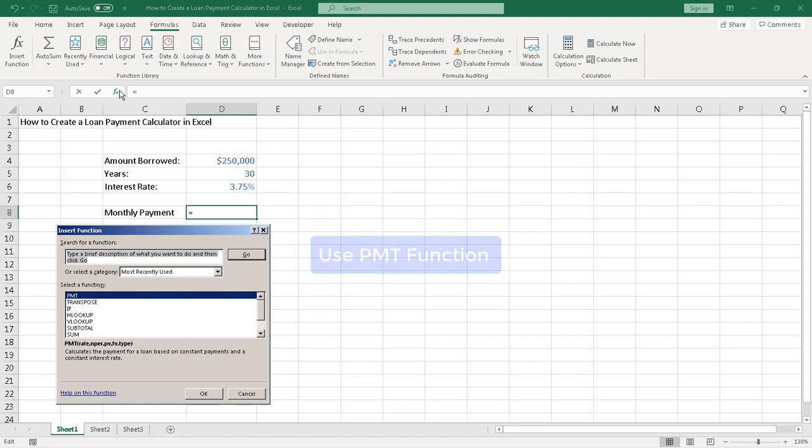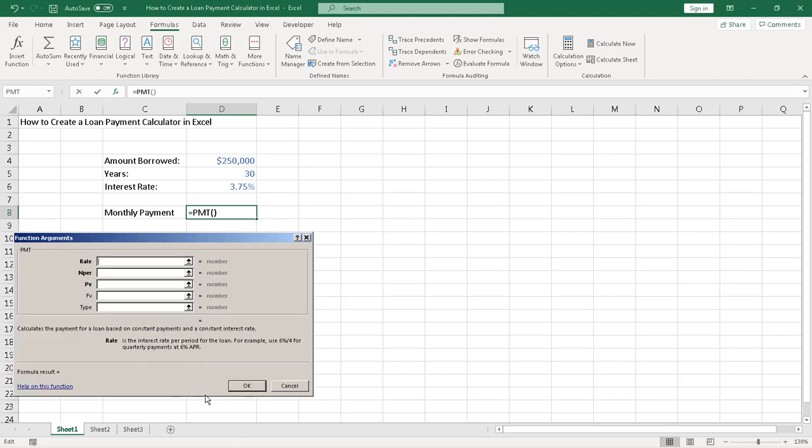The payment function is used to calculate the loan payment. In the search for a function field, specify payment, then click Go. The relevant results will appear in the Select a Function area below. The payment function is highlighted. The payment function calculates the payment for a loan based on constant payments and constant interest rate. Click OK. This launches the Function Arguments dialog box.